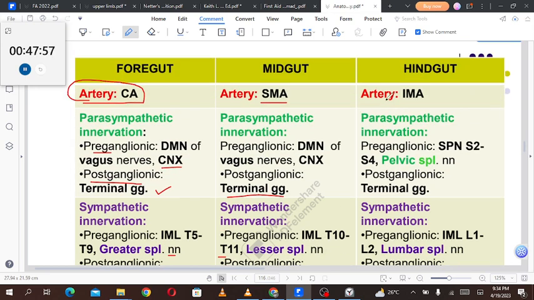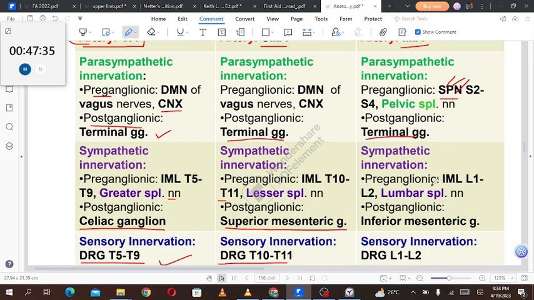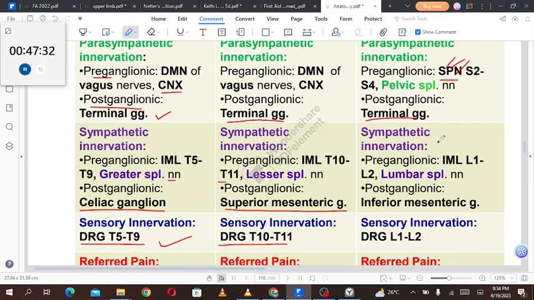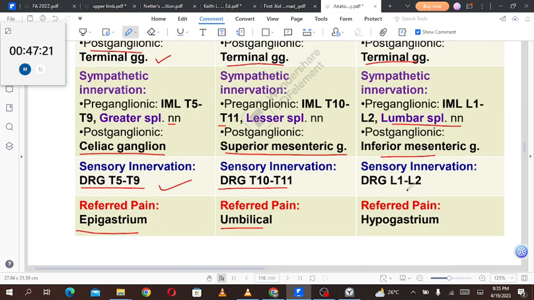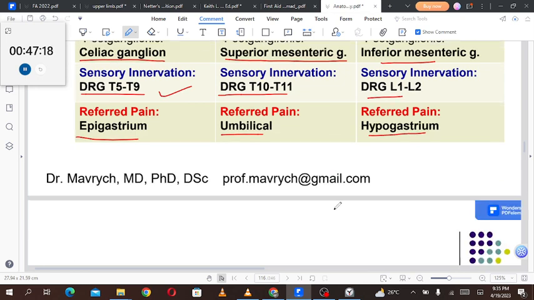Then we have the hindgut. The artery of the hindgut is the inferior mesenteric artery, IMA. Parasympathetic innervation is different in this case. The preganglionic fibers are coming from the pelvic splanchnic nerves, S2 to S4, and the postganglionic is the terminal ganglion. The sympathetic innervation: preganglionic is from the intermediolateral horn of L1 to L2, via the lumbar splanchnic nerves. The postganglionic is the inferior mesenteric ganglion. The sensory innervation is the dorsal root ganglion L1 to L2, and the referred pain is to the hypogastrium.